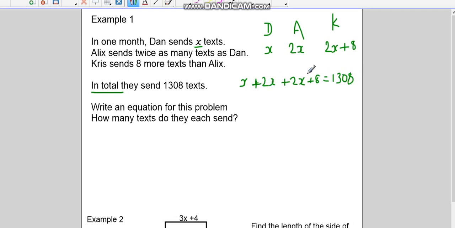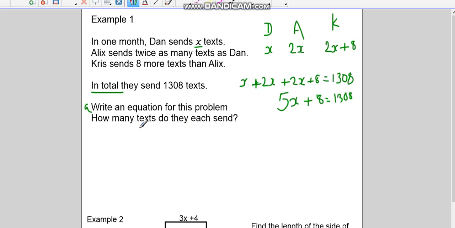Now I want to collect my like terms together to keep this tidy. So I've got x, 2x and 2x, which is 5x plus 8 equals 1,308. So that's part A done. I've written the equation, and that's 5x plus 8 equals 1,308. So when you're writing equations, you need to leave it as simply as possible, collecting like terms together.